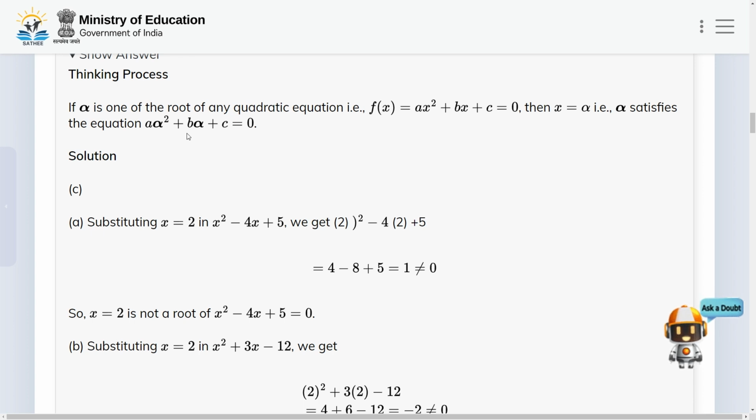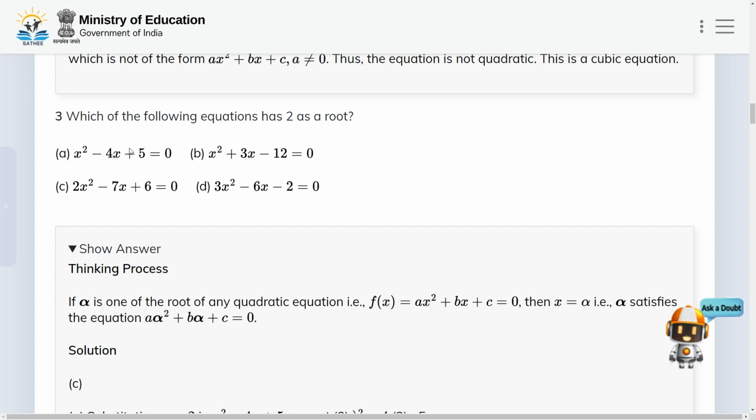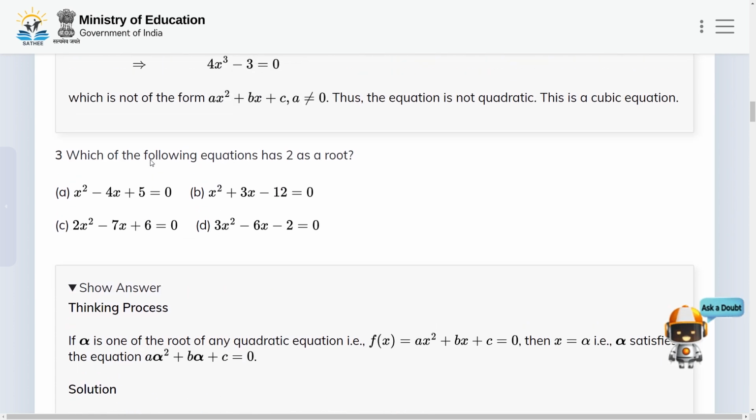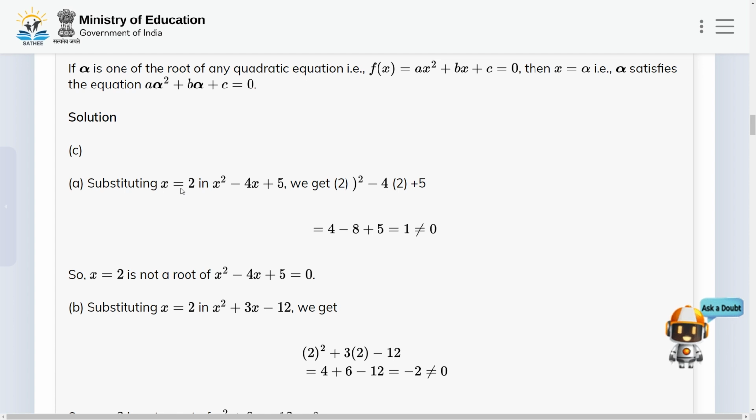If alpha is one of the roots of any quadratic equation, that is f of x is equal to ax square plus bx plus c is equal to 0, then x is equal to alpha satisfies the equation, that is a alpha square plus b alpha plus c is equal to 0. Okay, so now let us substitute the value alpha is equal to 2 in option number A.